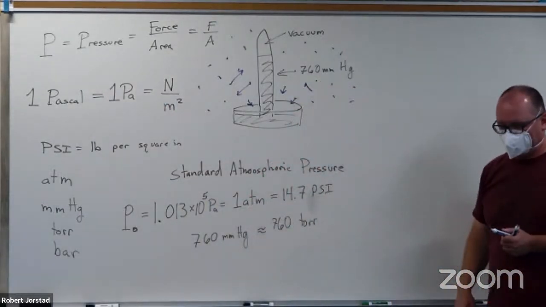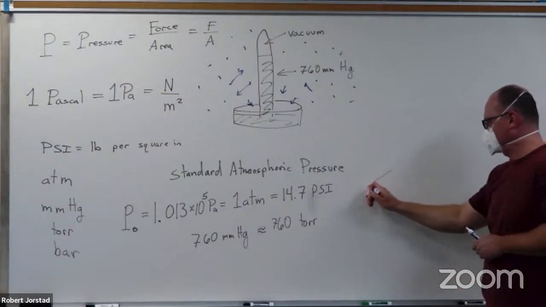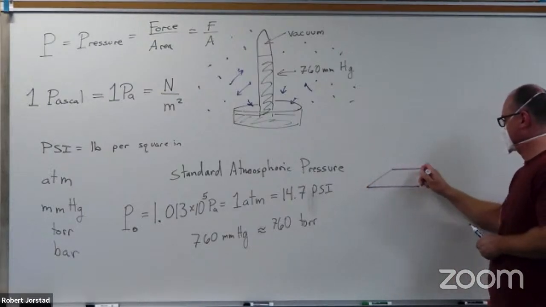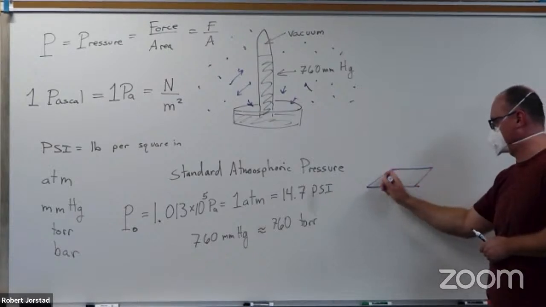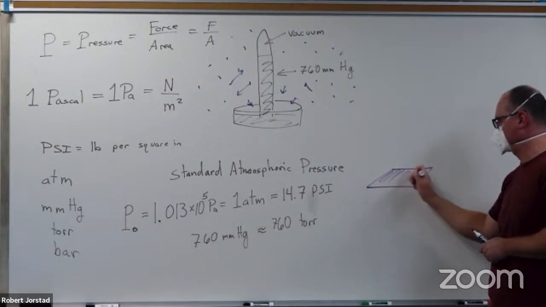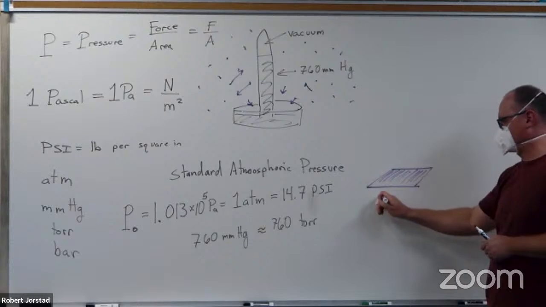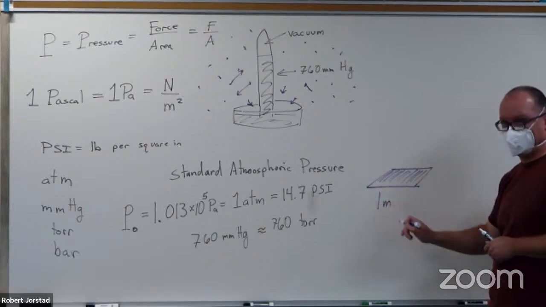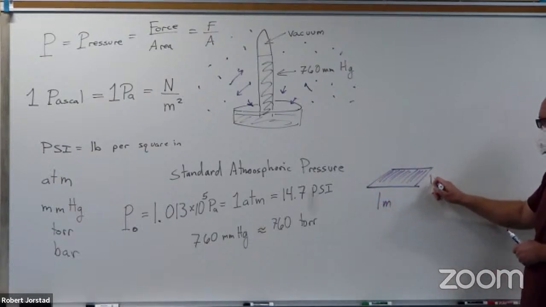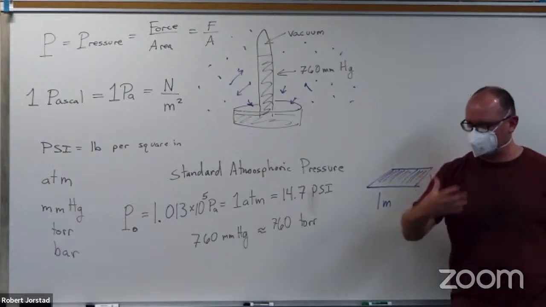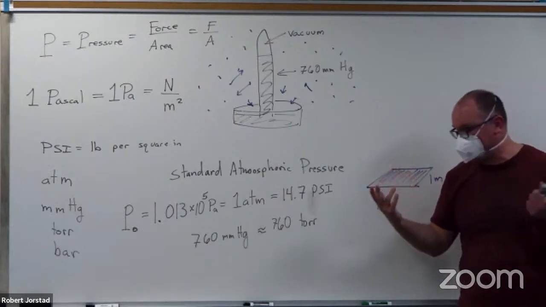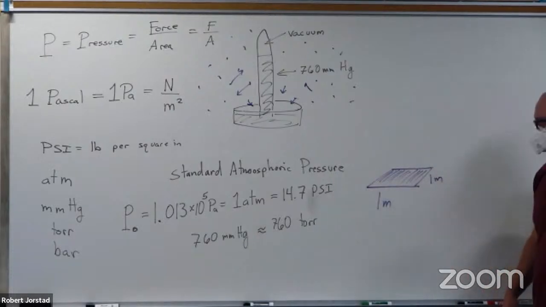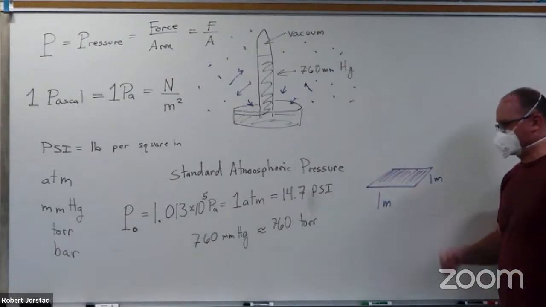Here's another way to think about it. Imagine we're standing here, and you lay down on the ground, right? If you lay down on the ground, your surface area of your body is approximately 1 meter by 1 meter. Your whole surface area of your body front and back is about 2 meters squared-ish. So imagine you're just a square on the ground.